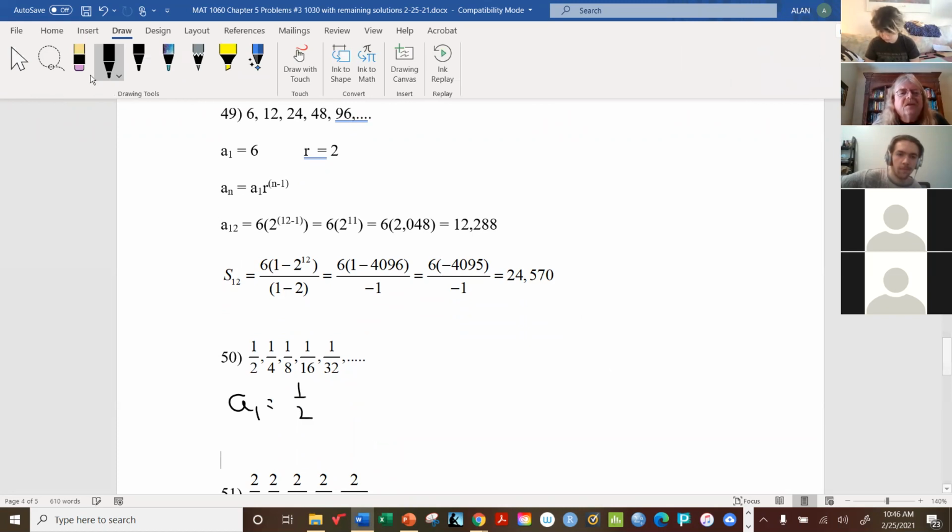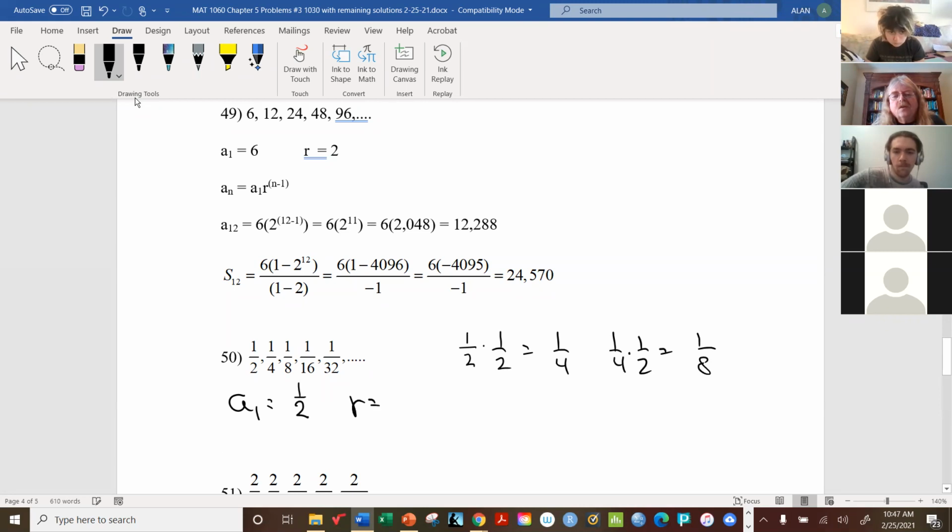What's the common ratio, though? How do we go from 1/2 to 1/4 to 1/8 to 1/16? Good question. Well, let's see what happens. How do I go from 1/2 to 1/4? Oh, yeah, look at that. And from 1/4 to 1/8? Oh my God, yes. So that means the ratio is also 1/2.